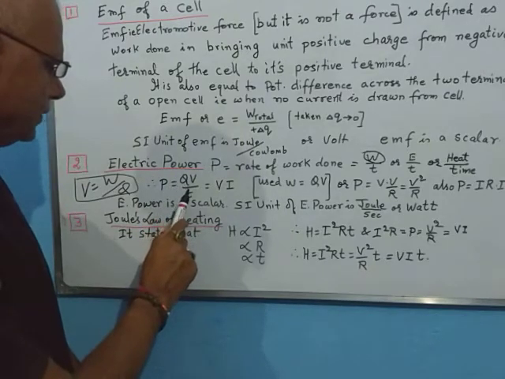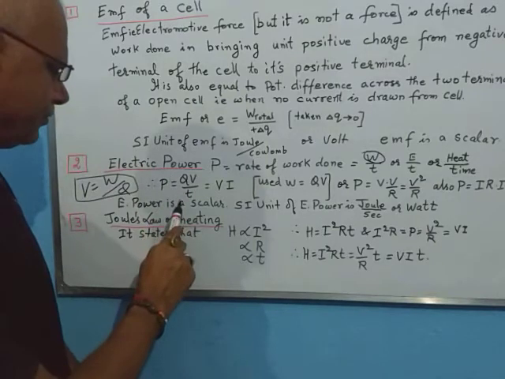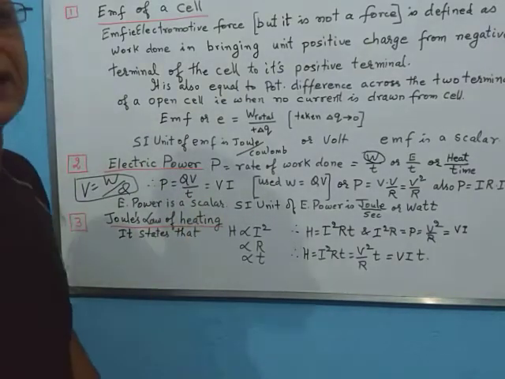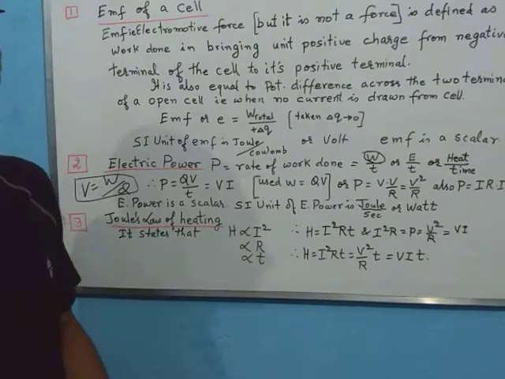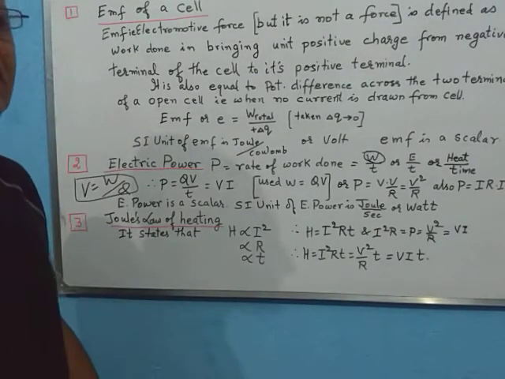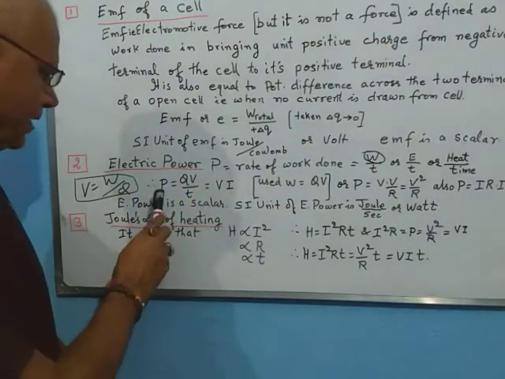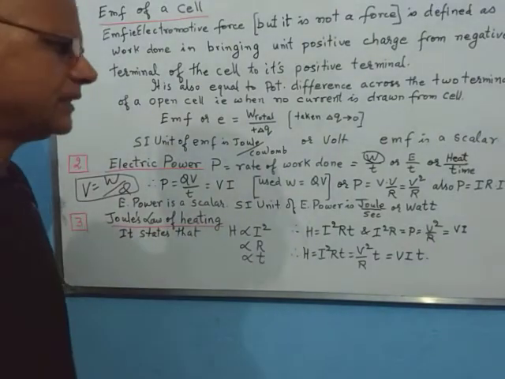And you also know that Q by T is nothing but current, the total charge flown per second. So you have power is equal to VI. And students, you can remember it in terms of some common language, that power is very important. You see, power is very important. So that way you can memorize it.